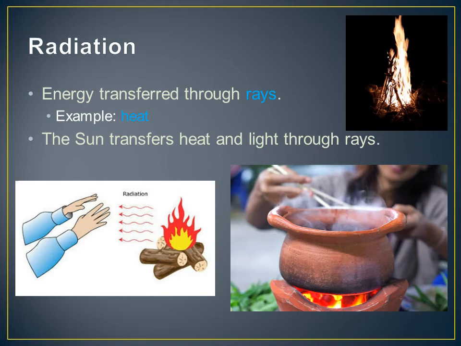First one, radiation. Radiation is energy transferred through rays. So, what's an example? Heat. Just a couple examples here. Think about the sun. The sun transfers heat through rays. The heat is moving from the sun through rays towards Earth. We can feel the heat from the sun without touching it.